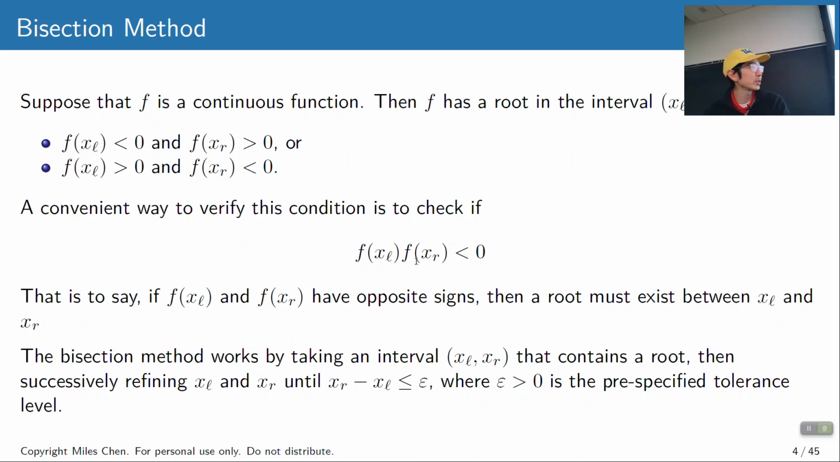Okay, and so we take that interval, and we keep shrinking that interval in half, and we keep going until the width of the interval is less than some value epsilon. So we keep going until the difference between x on the left and x on the right is less than some arbitrary value, like 10 to the negative 6 or 10 to the negative 8, whatever you want. And then we say, that's close enough, and we'll stop there.